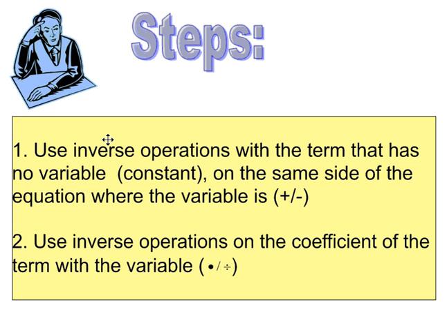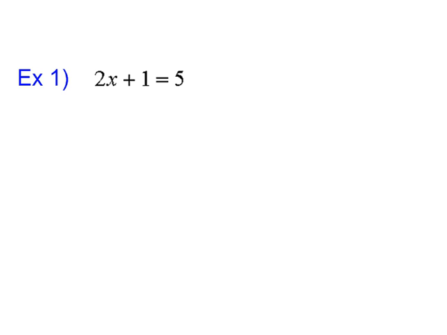Now, the second step is going to deal with the coefficient of the term with the variable. This time, we're going to multiply or divide. That will help us to eliminate that coefficient, and then we'll have the variable by itself. So let's take a look at this problem following those steps.